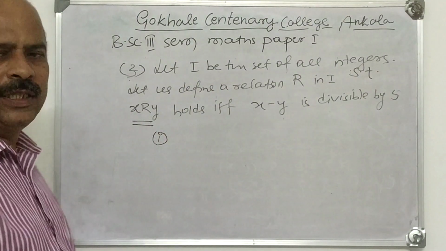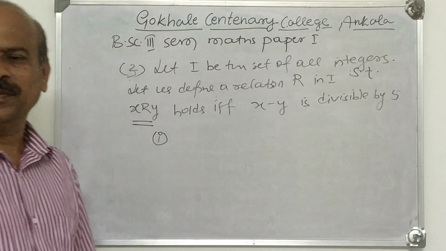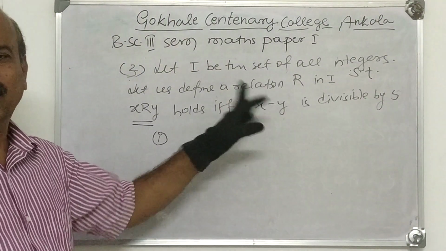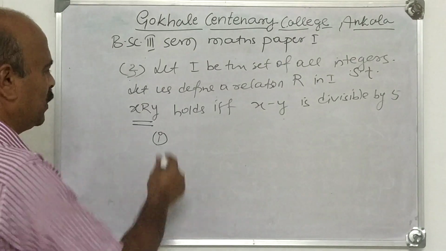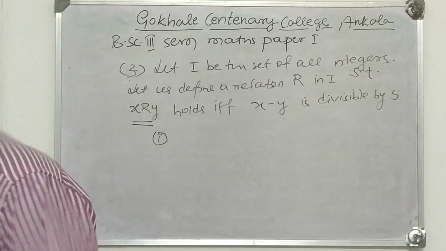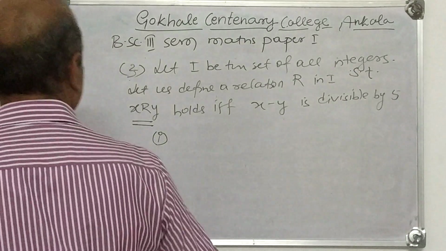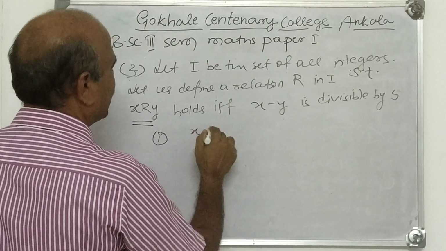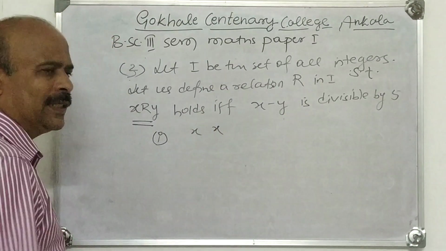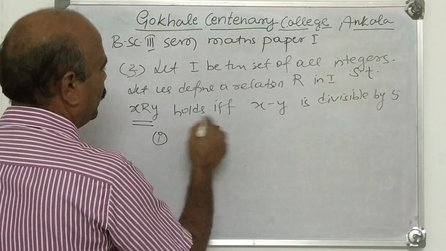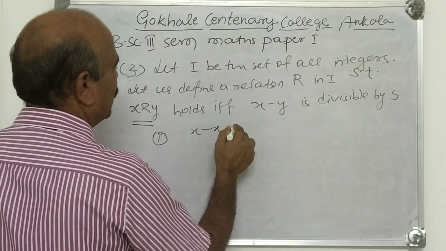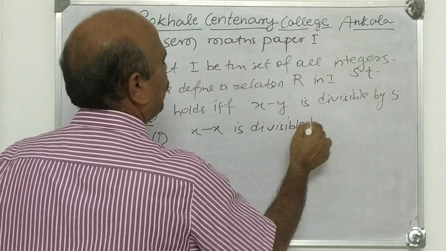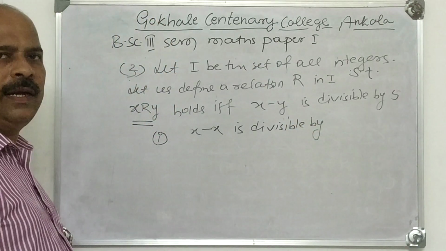What do you mean by equivalence relation? Equivalence means reflexive, symmetric as well as transitive. First one, reflexive. Why is it reflexive? When you say that a relation is reflexive, x must be related to x itself. What is the relation? x minus x is divisible by 5.